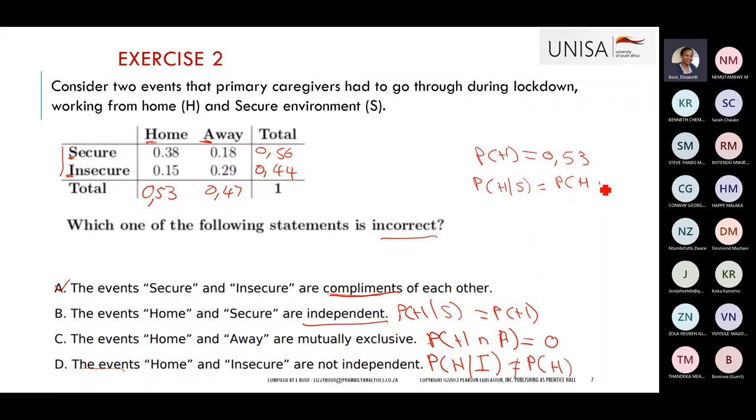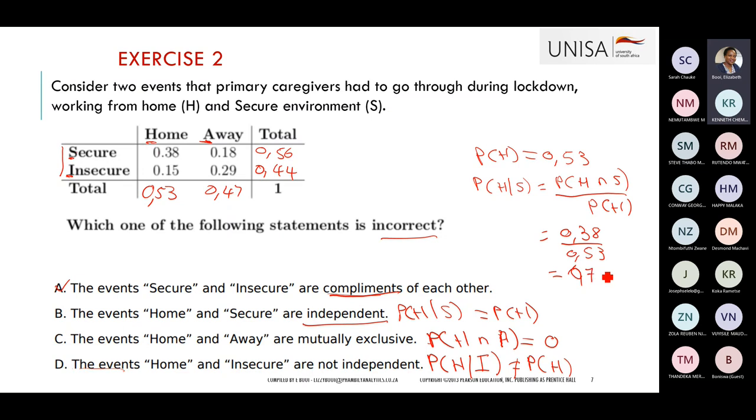Always remember that the probability of home given secure is the joint probability of home and secure divided by the probability of home. So the probability of home and secure is 0.38, divided by the probability of home, which is 0.53. What is that probability? 0.72. So therefore, this is the incorrect one because they are not the same.